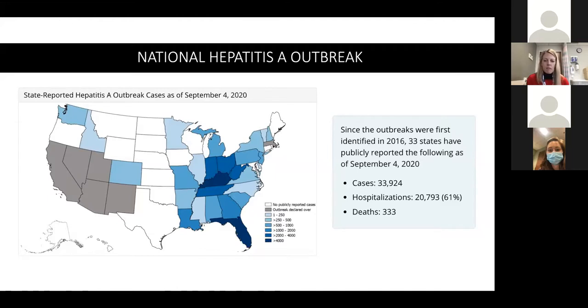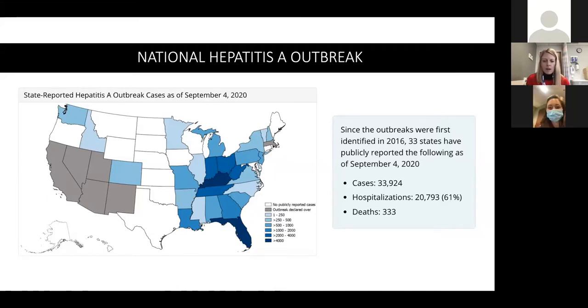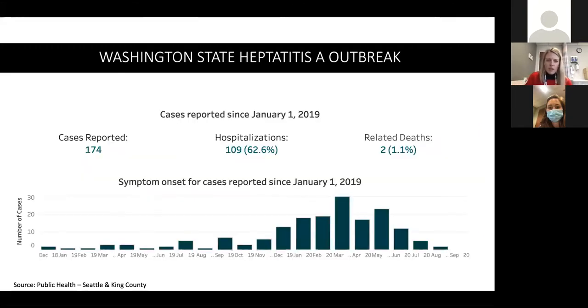33 states have publicly reported outbreaks as of September 4th, 2020. And there's been about 34,000 cases across the country in the past few years. 61% of these cases have required hospitalization, and there's been 333 deaths reported to the CDC due to hepatitis A infection. And here in Washington State and King County, we are not immune from this outbreak. We've actually been having our own outbreak of hepatitis A really since January of 2019.